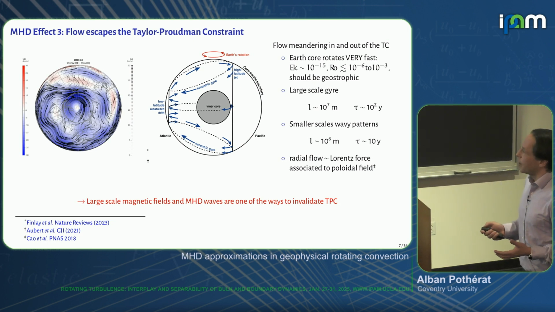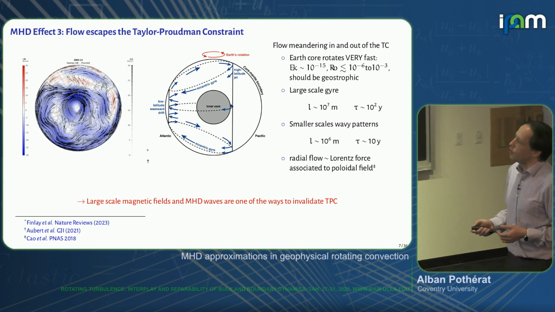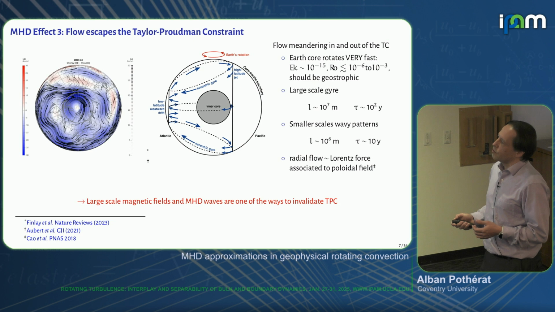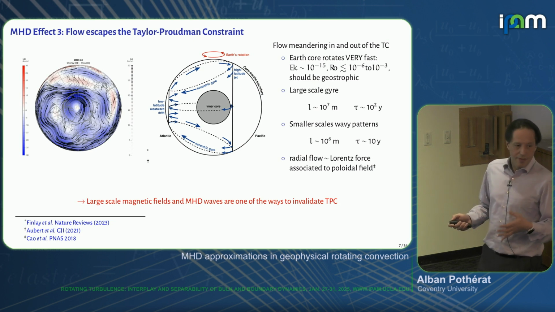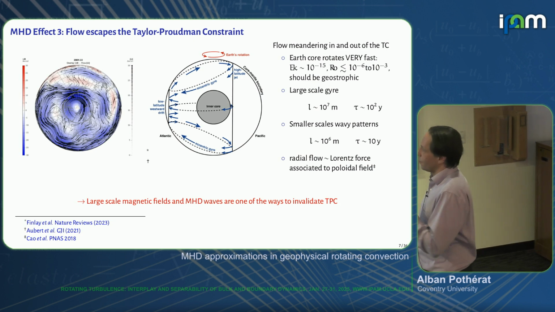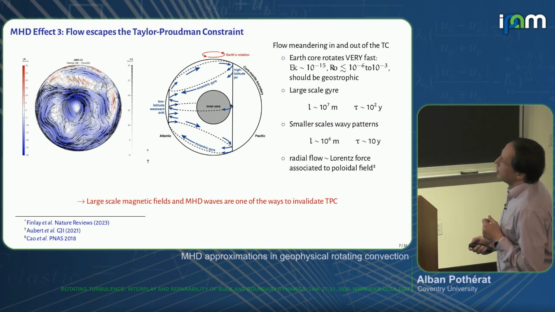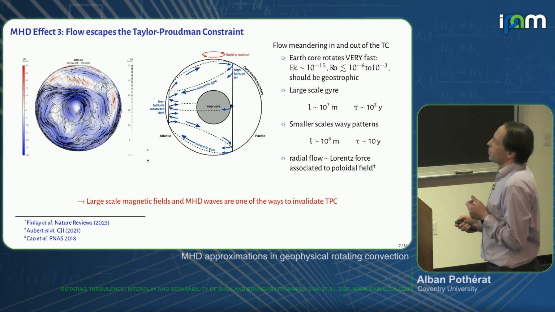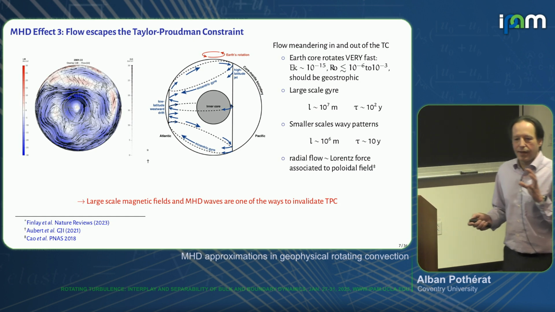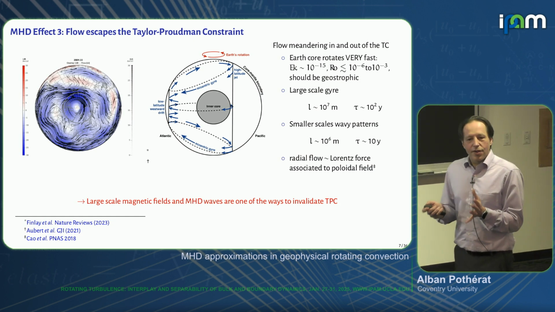And it's broken in two ways. There are very large scale and slow gyres. And you see that doesn't follow concentric cylinders. So that is a clear violation of the Taylor-Proudman constraint. And there are much smaller scale oscillations here, which are probably due to waves, and they don't have the same time scales. So their origin is not known.